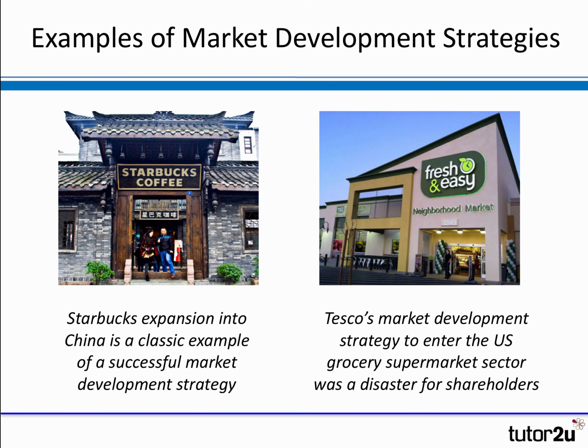It's a process called localization in order to succeed in a new market. But it can go all disastrously wrong. One of the best examples is Tesco's attempt to enter the US market with its grocery offer, which it branded Fresh and Easy. And as it turned out, that was a disaster for Tesco shareholders because Tesco simply misunderstood the needs and wants of the grocery supermarket customer in the US market.